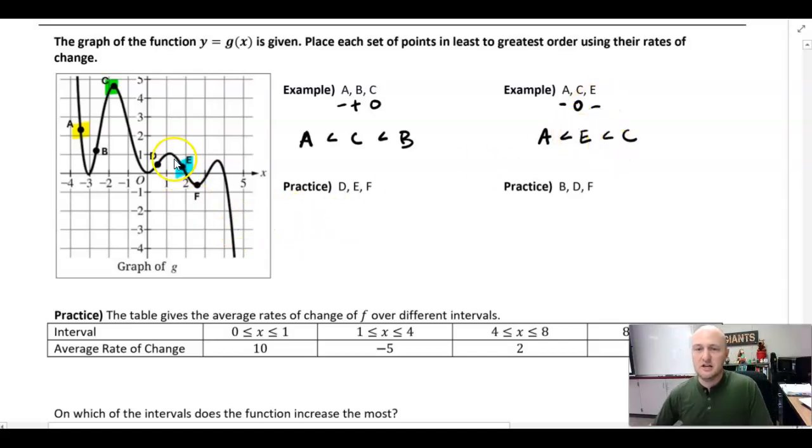Okay, so just kind of looking at a graph and estimating the rates of change. Please pause the video. I want you to try these 2 examples, and I'll show you the answers.